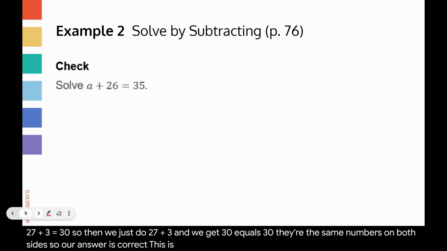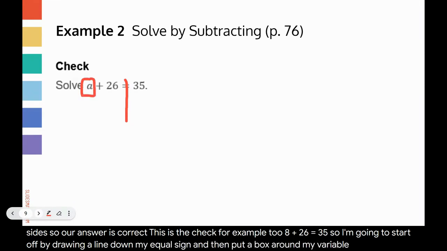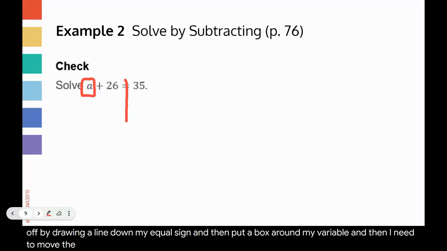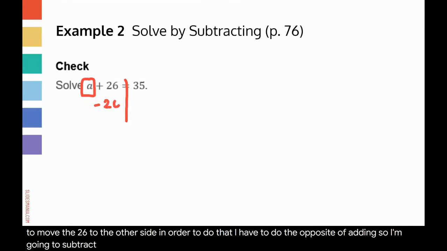Okay, this is the check for example 2. So solve a plus 26 equals 35. So I'm going to start off by drawing a line down my equal sign, and then put a box around my variable. And then I need to move the 26 to the other side. In order to do that, I have to do the opposite of adding. So I'm going to subtract 26.